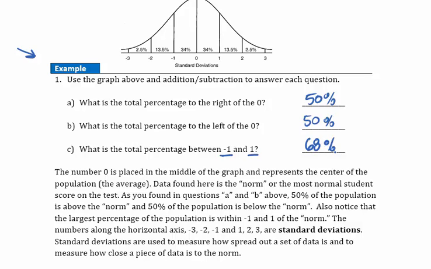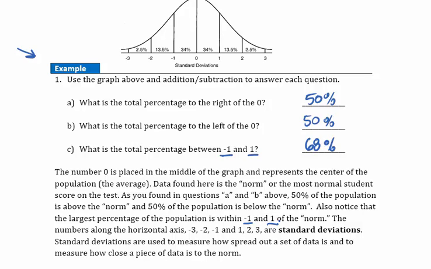All right. The number 0 is placed in the middle of the graph and represents the center of the population, the average. Data found here is the norm or most normal student score on a test. As you found in questions A and B above, 50% of the population is above the norm and 50% of the population is below the norm. Also notice that the largest percentage of the population is within 1 standard deviation below and 1 standard deviation above the norm. The numbers along the horizontal axis, -3, -2, -1, and 1, 2, 3, are standard deviations.